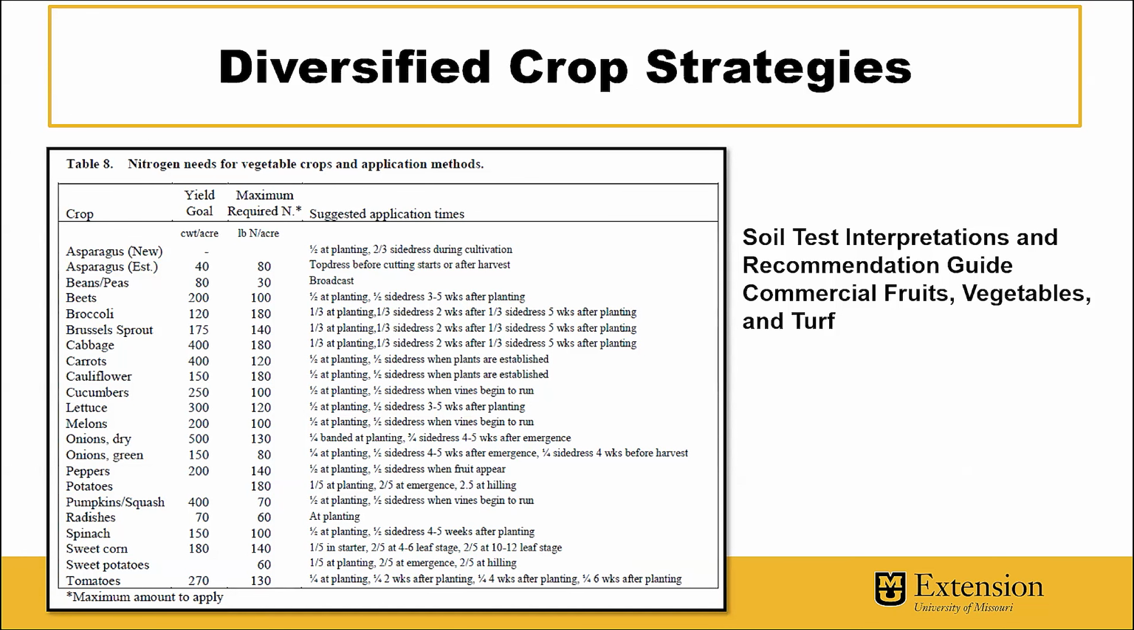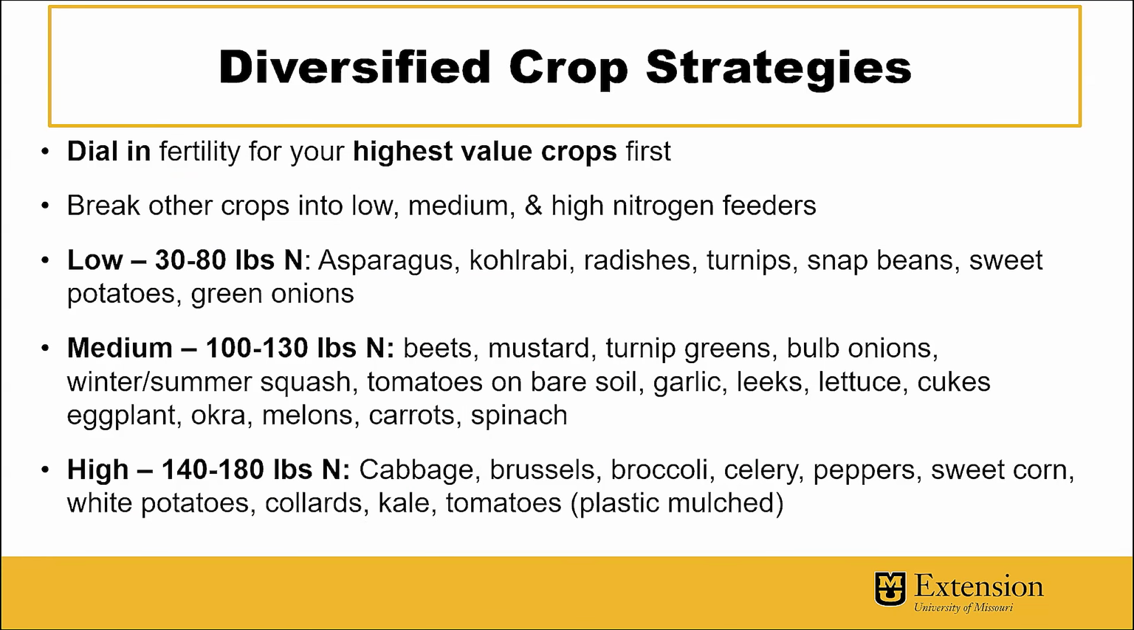So this panel is from our soil test interpretation and recommendation guide for commercial fruit, vegetables, and turf. And this lists the maximum amount of nitrogen required for many different vegetable crops, as well as the suggested application times if side dressing is recommended. So we have a baseline to understand what the nitrogen recommendations are for each crop. So one way to proceed in fertilizing diverse cropping systems is focusing on dialing in your fertility for your highest value crops. Maybe on your farm that's tomatoes, maybe on your farm that's winter squash, but we do have the opportunity to dial that in.